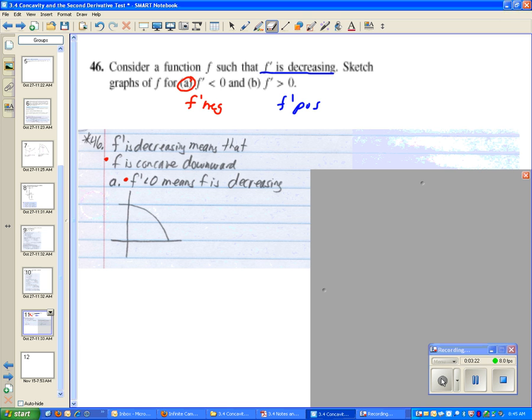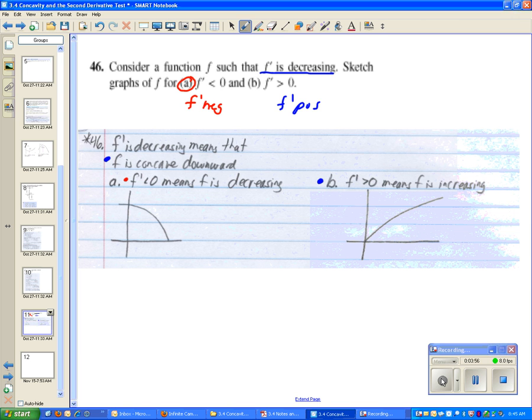For part B, I know that it's concave downward, but if f prime is positive, when the derivative is positive, what's the graph doing? Increasing or decreasing? It's increasing. So I still know that it's concave downward, but for part B, I know that f is increasing. So how can I draw concave down and increasing? Something like that. That's concave down and increasing.